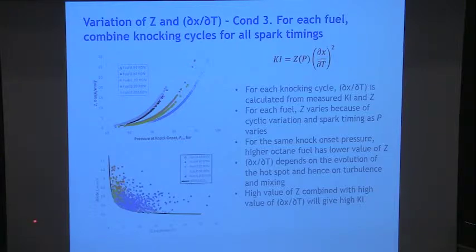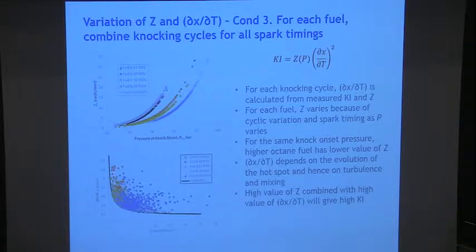Because we measure knock intensity for each of these points, we know the knock intensity and the pressure at knock onset, so we can calculate this and get dx by dt for each knock event that we have measured. If you plot dx by dt against Z, this is what you get. One thing you see is that for the same knock onset pressure, the higher octane fuel has a lower value of Z. For the same dx by dt, therefore, it will have a lower knock intensity as well. In other words, it is more knock resistant.